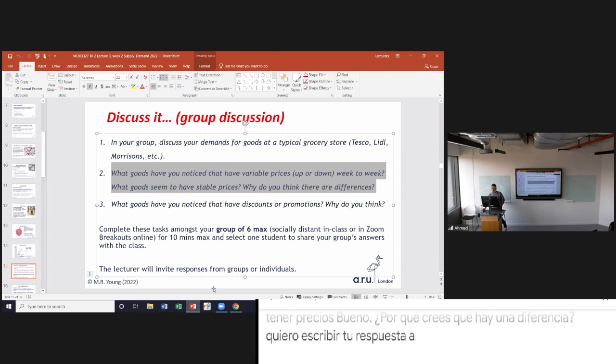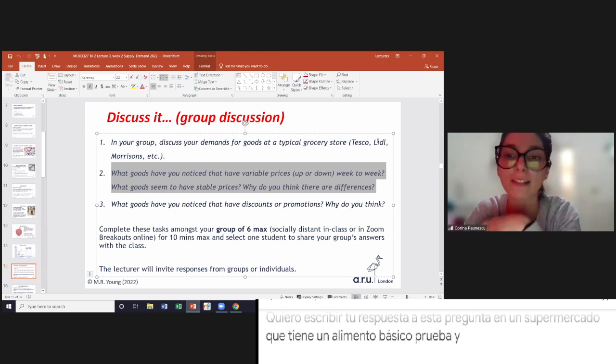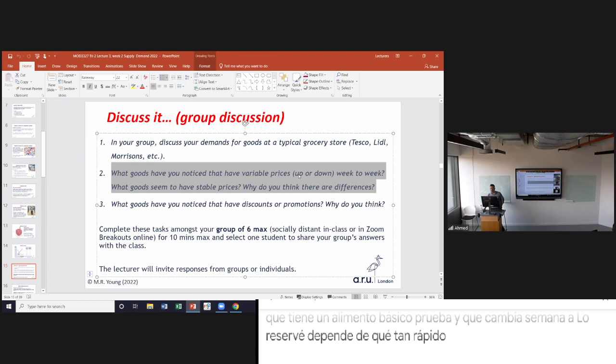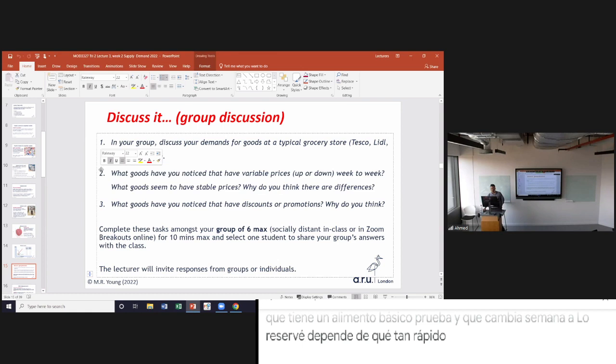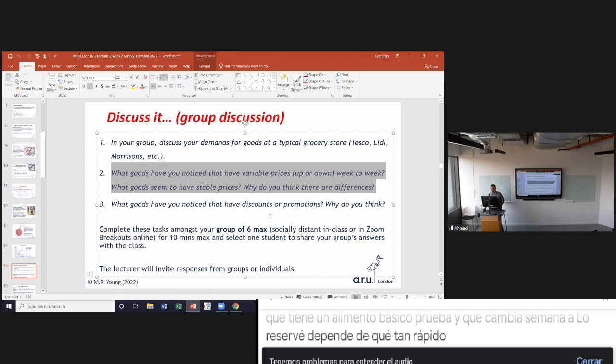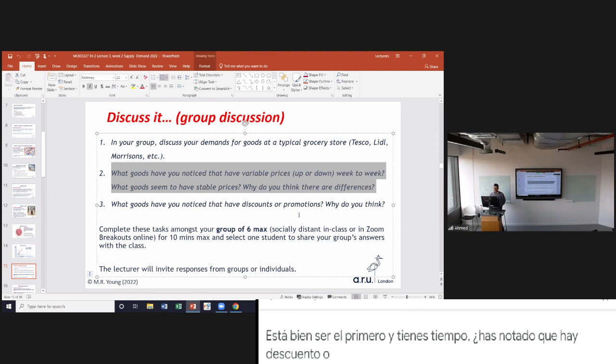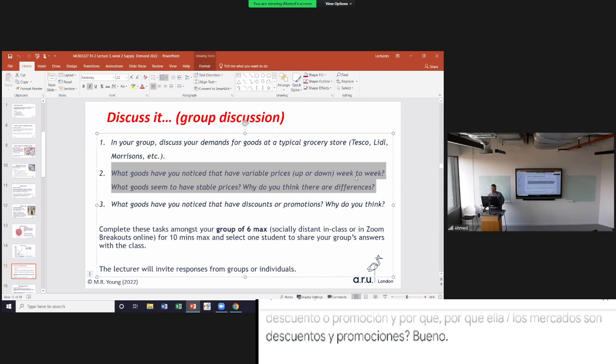I think it depends how fast it disintegrates. And secondly, what goods have you noticed have discounts or promotions? Why? I want you to answer two and three. Two first, and if you have time, carry on. What have you noticed that there's discounts and promotions, and why? Why do supermarkets have discounts and promotions? But I really am interested in question one. I'm interested in what goods vary week to week and what goods have stable prices.